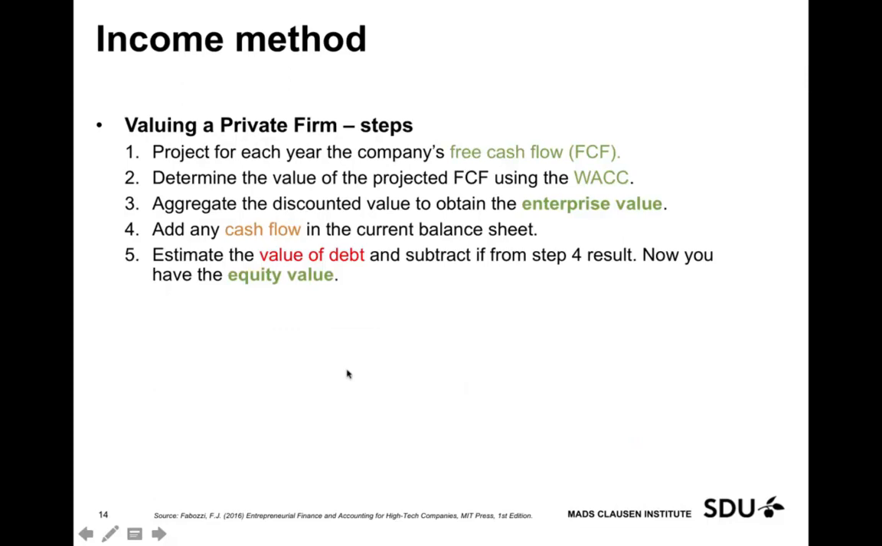To wrap up, how do we value a private firm? First, project each year's free cash flows, determine the value of the free cash flows when we bring them to the present using the WACC, aggregate those discounted values and we get the enterprise value. Then subtract and add any cash that is still available in the balance sheet, cash that is available in the company, and then subtract the value of debt. Now we have equity value.